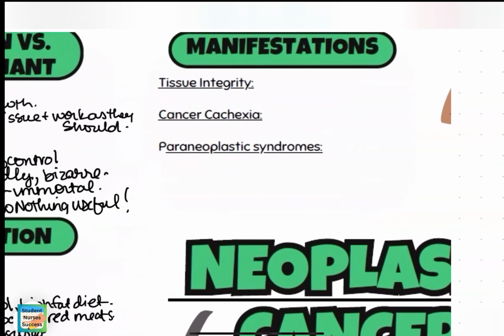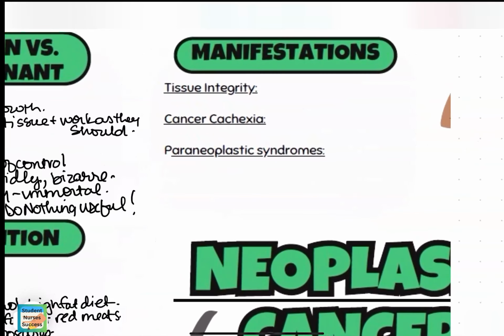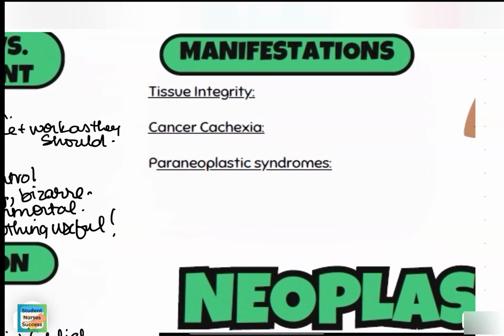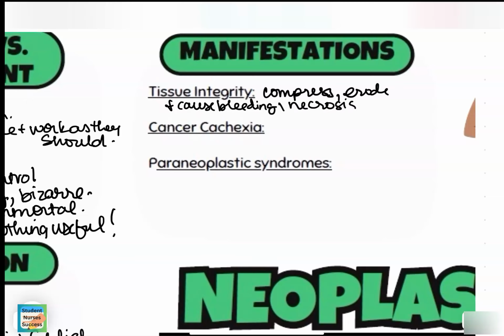Let's talk about manifestations just a little bit. How do we know we have cancer? Sometimes you'll see altered tissue integrity. And what we mean by that is the tumor or cancer cells can actually compress, erode, and cause bleeding or even necrosis to an area can cut off the blood supply and cause it to die.